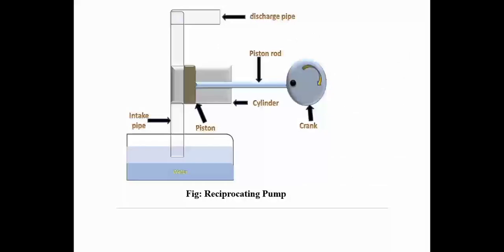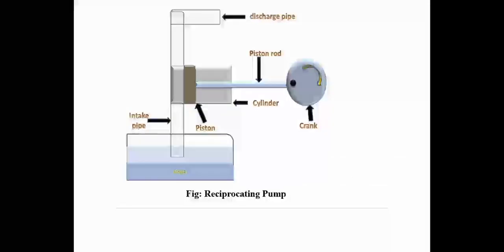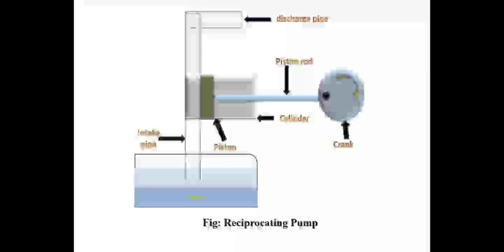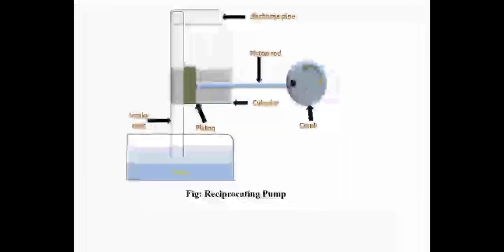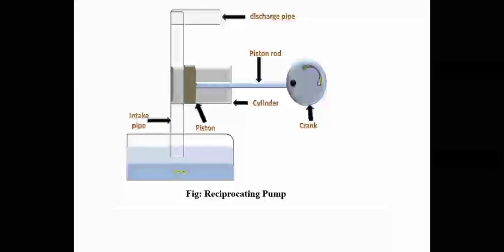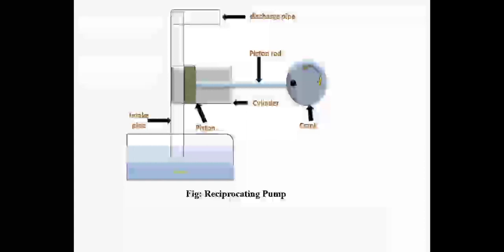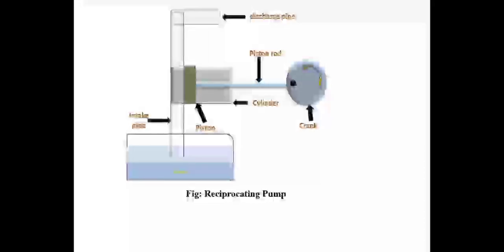So this is the figure for a reciprocating pump. Here we can see the crank. The crank is connected to a piston rod, and at the end of the piston rod there is a piston, and the piston is placed inside the cylinder. There is a water source at the below portion. You can see a water source, and there is an intake pipe which is inserted into the water source.